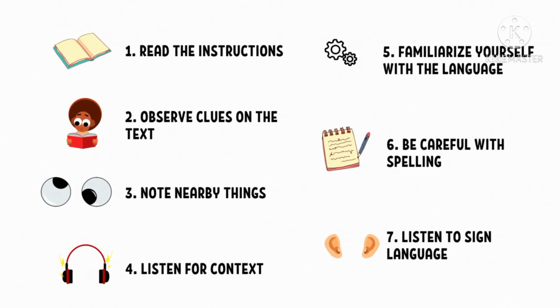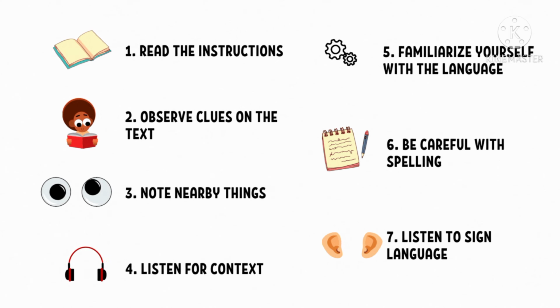Number 1. Read the instructions. It is very important because students know what they will do. For example, write no more than 4 words, or write the correct letter, or write the correct number. It depends on the instruction. Number 2, observe clues in the text. This means that these phrases are likely to be used in the audio. For that reason, I consider that students have to pay special attention to these clues.